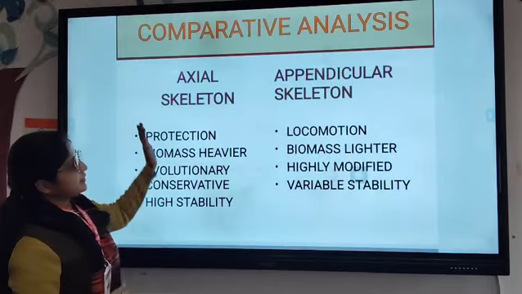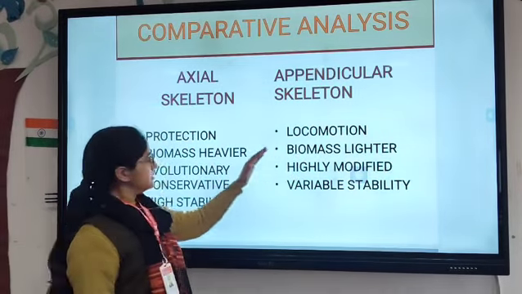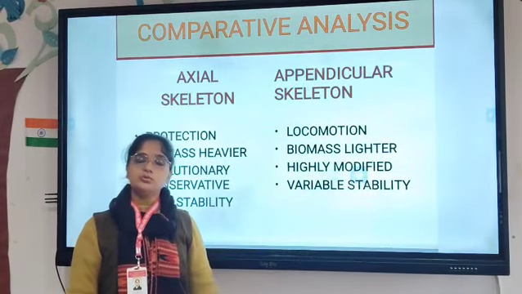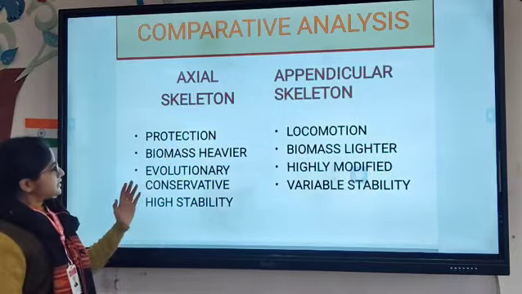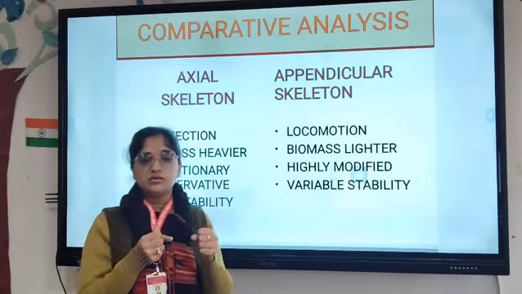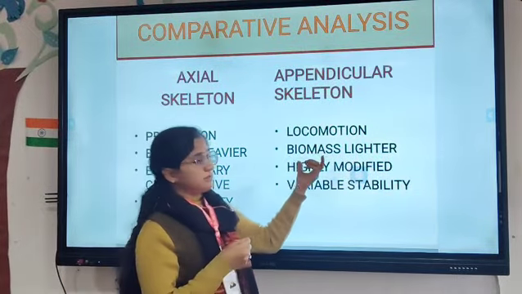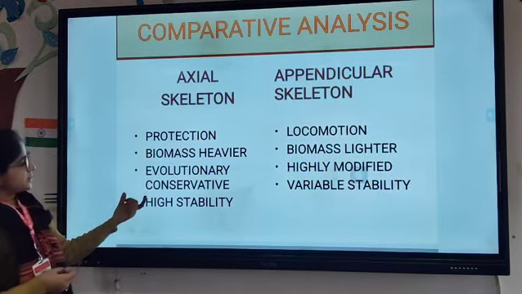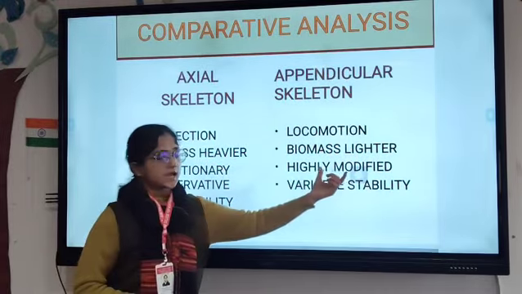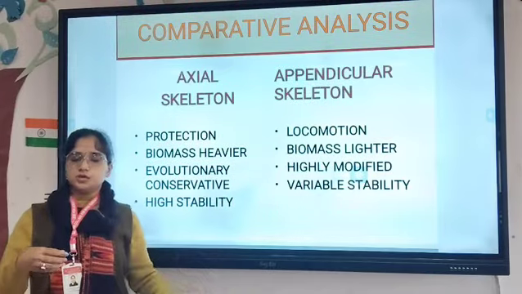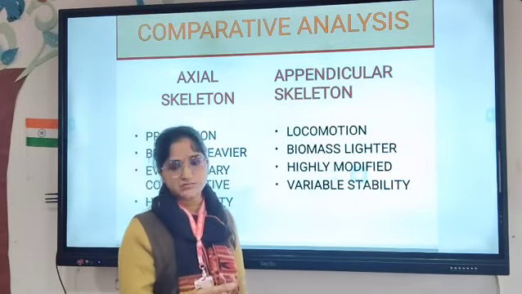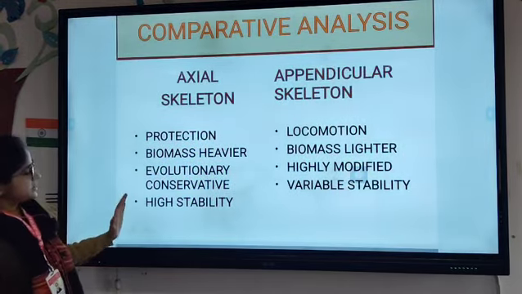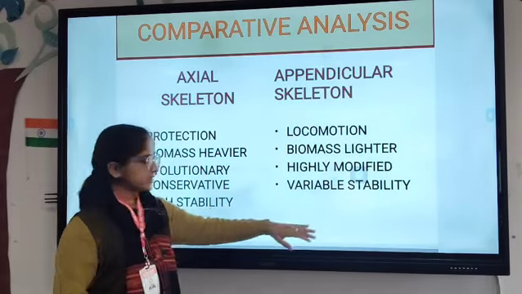This is a comparative analysis between the two skeletons, axial and appendicular skeleton. The axial skeleton helps in the protection of the body, but the appendicular skeleton helps in the movement of the body. And the axial skeleton is very heavy because it supports our body, but the appendicular skeleton helps in movement. That's why its biomass is very light. The axial skeleton is evolutionarily conservative, while the appendicular skeleton is highly modified. The basic plan is the same, but if organisms have different functions, the appendicular skeleton becomes modified. And the axial skeleton has high stability, while the stability of the appendicular skeleton is very variable.